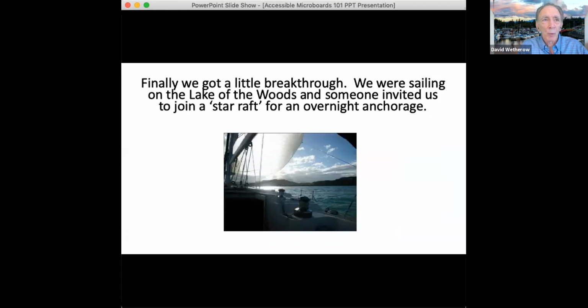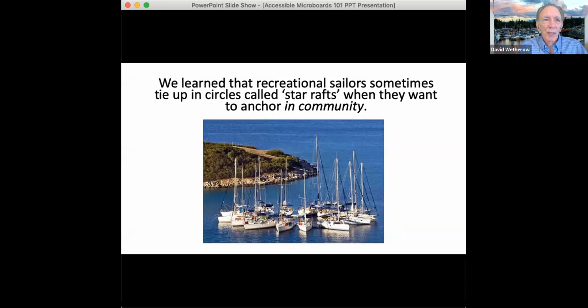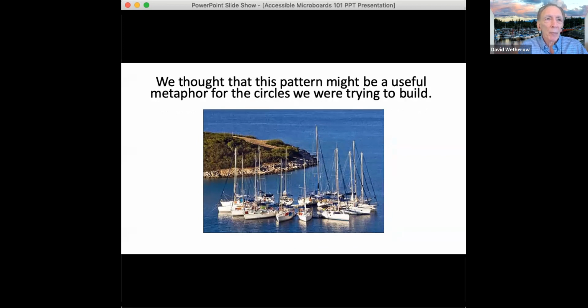We were sailing on the Lake of the Woods, and someone invited us to join what was called a star raft for an overnight anchorage. We learned that recreational sailors sometimes tie up in circles called star rafts when they want to anchor in community. And there's a step-by-step process for bringing boats into a circle like this. One of the interesting things about it is that only one person needs to know how to do it. But once people have been invited in and anchored up in the star raft, everybody who's been there now knows how to do it.